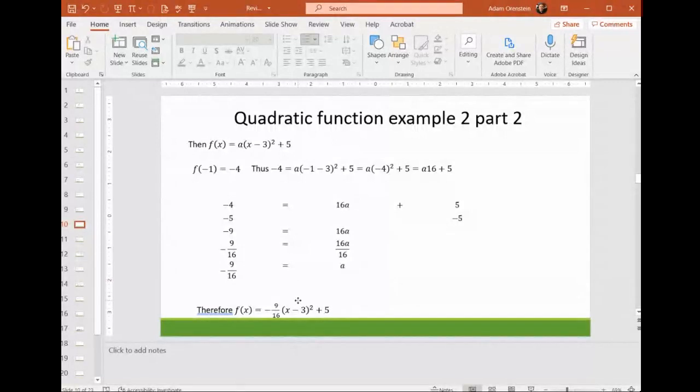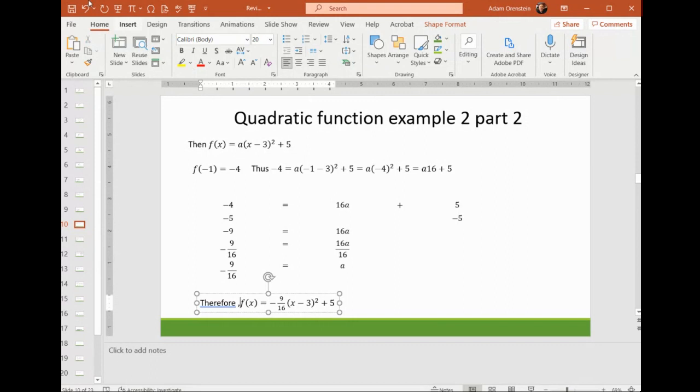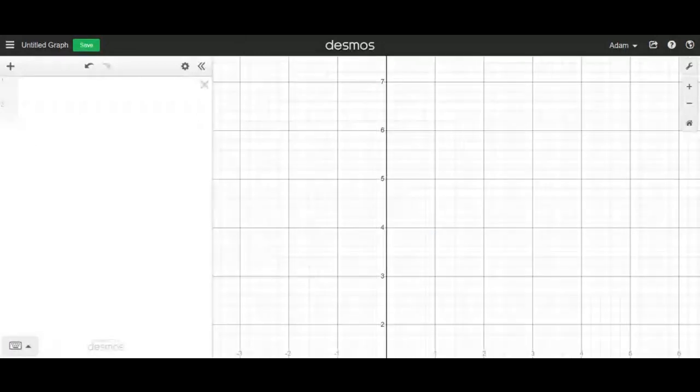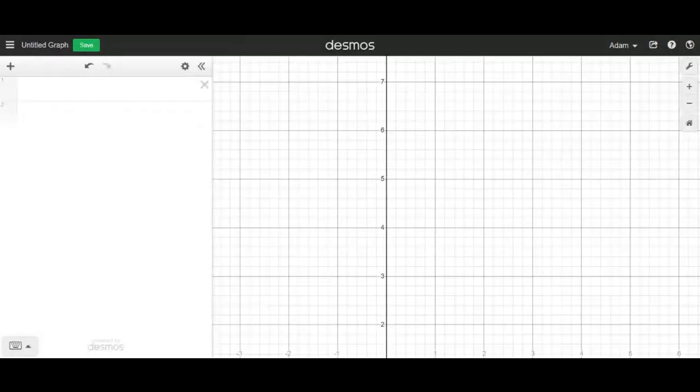And again, it doesn't hurt to check it, so let's check. Let me just move this up a bit, make it easier to see. There we go. Okay, so let me now just go to Desmos and graph that. Okay, so we got this. So let's do it.